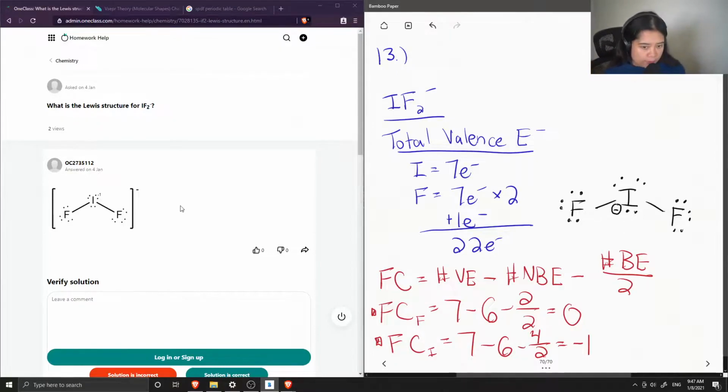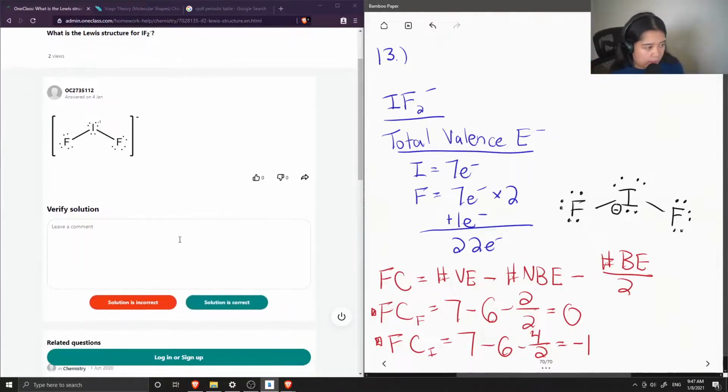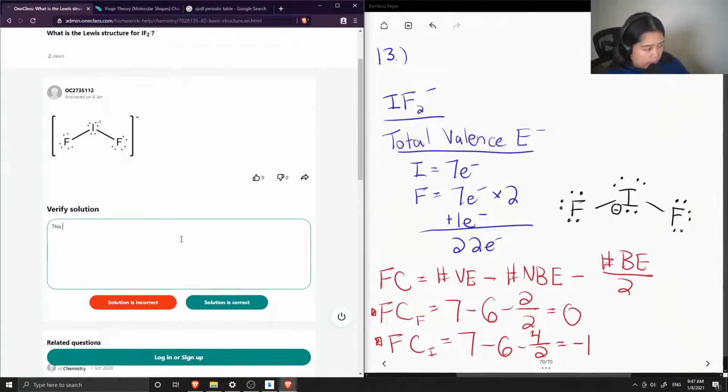So let's see what the junior tutor said. They got the same answer. So this solution is correct.